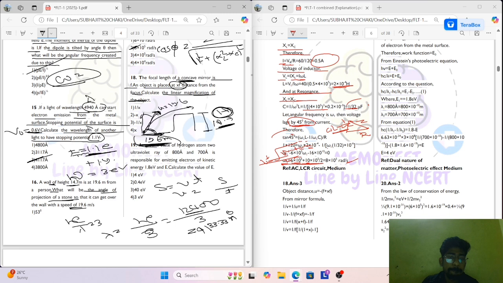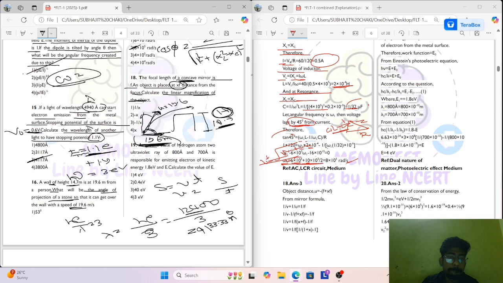Now put the value. What will we get? 1 by v equals 1 divided by f into 1 plus x, minus 1, so 1 by v will be equal to minus (1 plus x) divided by f into x, right? Okay, so now get the value of m. What will be the value of m? m is v by u, right? If you cancel out all of this, you will get minus 1 by x as the value of m.